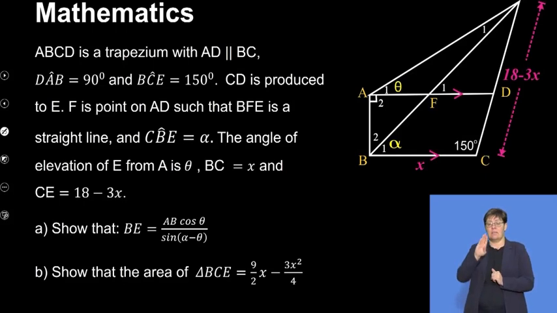So they've given us, this is alpha. They've then given us the angle of elevation from E to A is theta. They've given us this side is x, BC is x, and they've given us CE is 18 minus 3x. Okay, they want us to show that BE is equal to AB cos theta over sine of alpha minus theta. So we're going to look and see where BE is, which triangle BE falls in, and we're going to try and solve that.